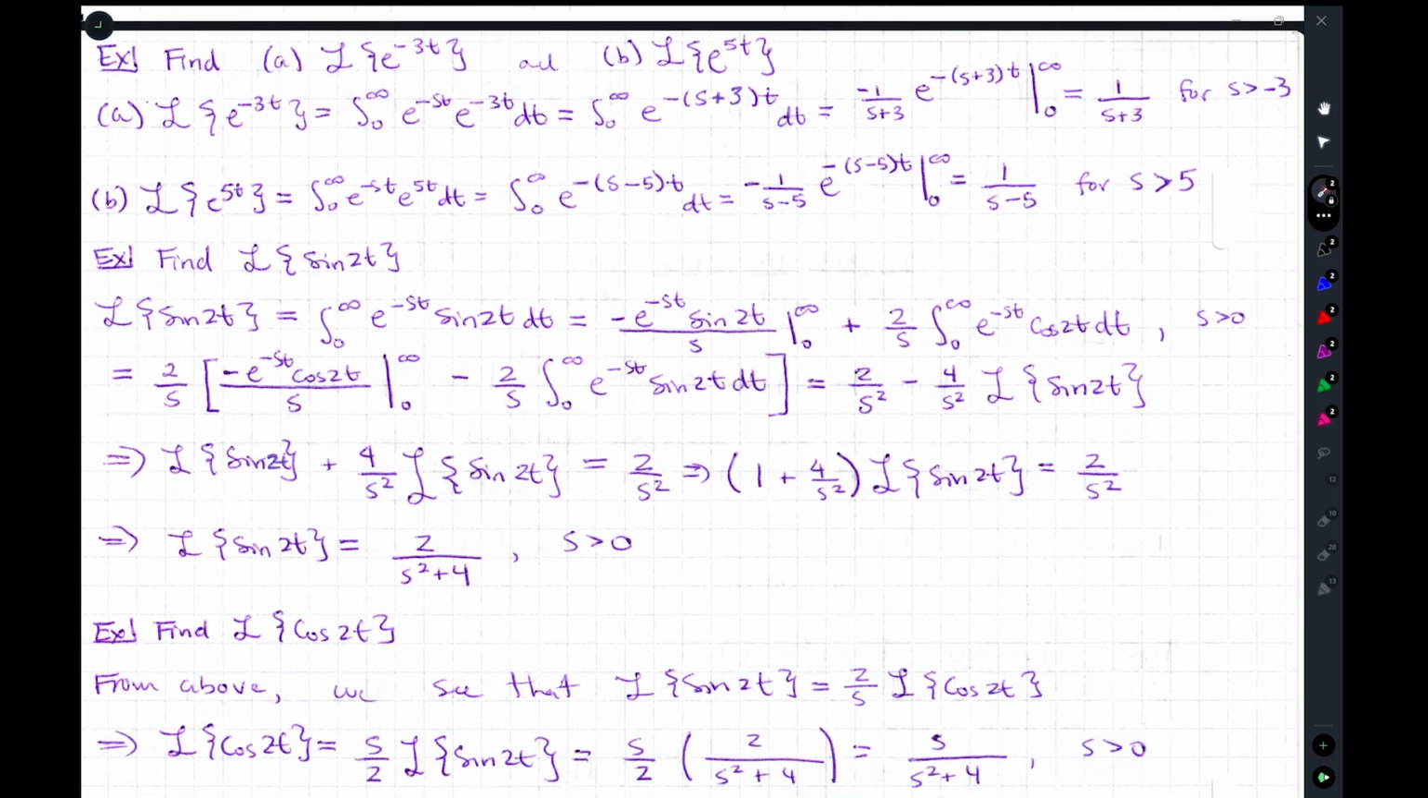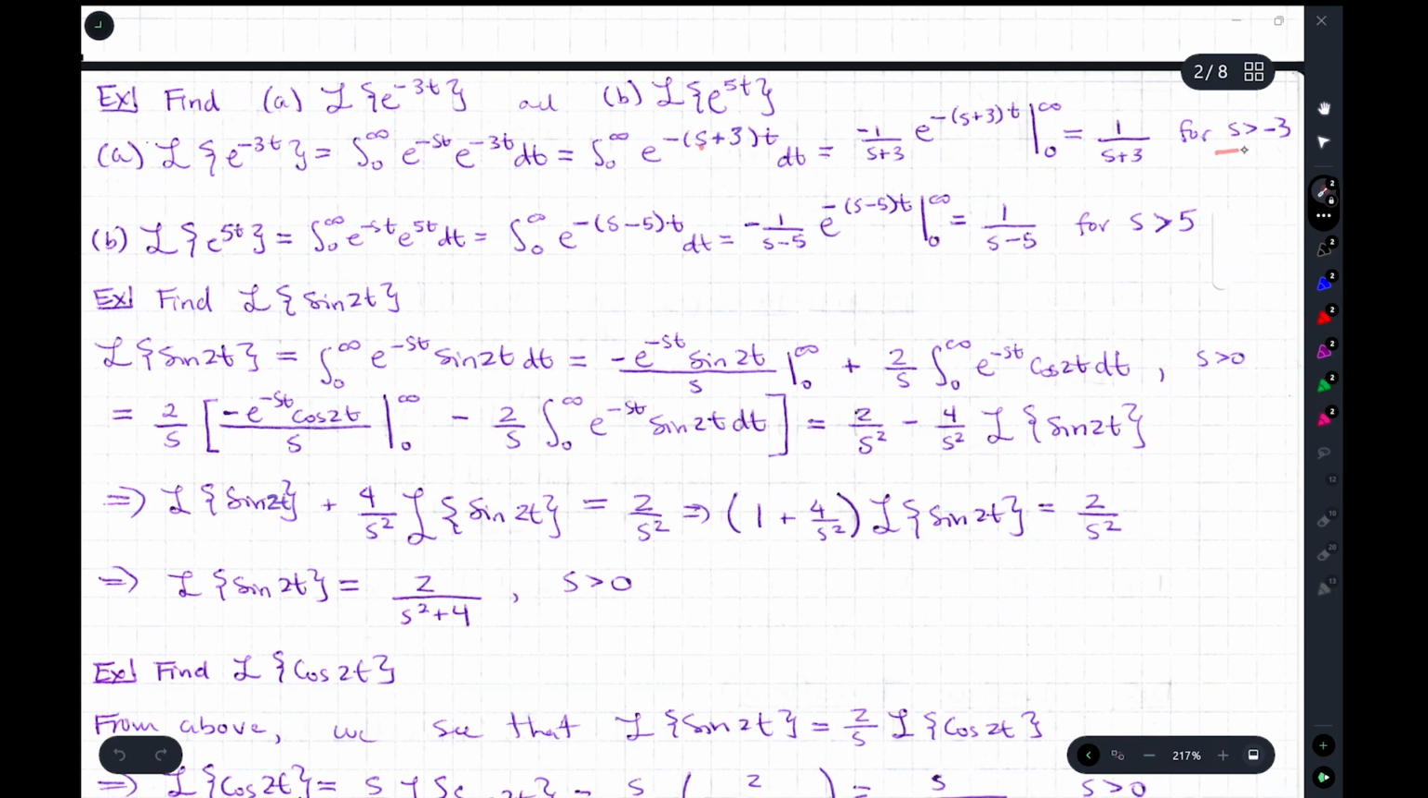So let's continue using the definition to compute, this time, exponential functions, okay? So L of the exponential function e to the minus 3t. Again, we plug in e to the minus 3t there. This is from our Laplace transform. And we get this expression when we use the laws with regards to exponents. And this integral will converge whenever s plus 3 is strictly greater than 0, or s is strictly greater than negative 3.